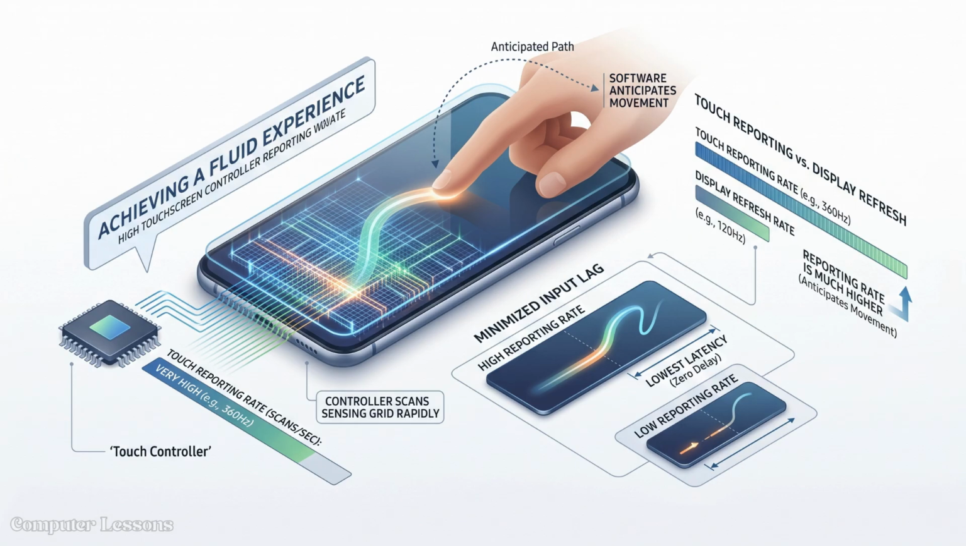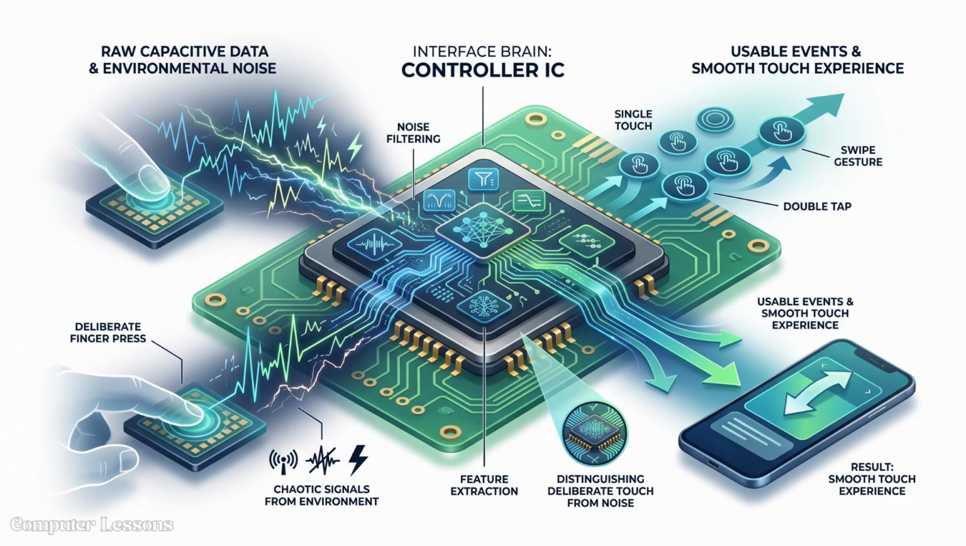This reporting rate is often much higher than the display's refresh rate, ensuring that the software anticipates your movement. This minimizes the input lag between your finger moving and the screen reacting. The controller IC is the brain of the interface, filtering out electrical noise and processing raw capacitive data into usable events. It must distinguish between a deliberate finger press and the chaotic electrical signals from the environment. This signal processing is the secret to a smooth touch experience.